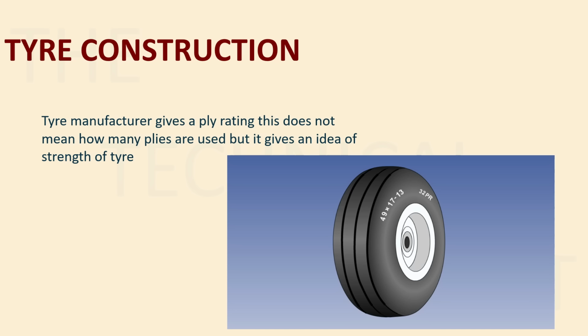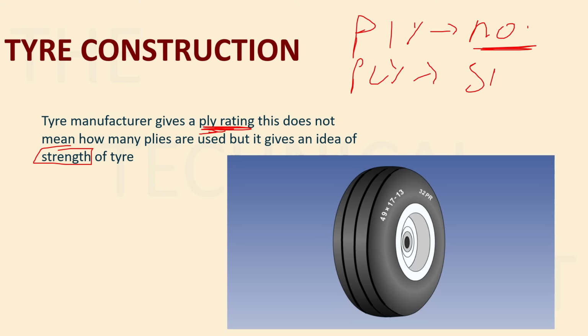And every tire has a ply rating. What is a ply rating? Ply rating gives an idea of the strength of the tire, right? Ply rating does not mean the number of plies. Ply rating means the strength of the tire. If you have seen a tire closely, you might have seen that the tire has something written on the sidewall of it. These are the details written by the manufacturer. So this 32 that you're seeing here is the ply rating of the tire. And ply rating means strength of the tire and not the number of plies being used, right?